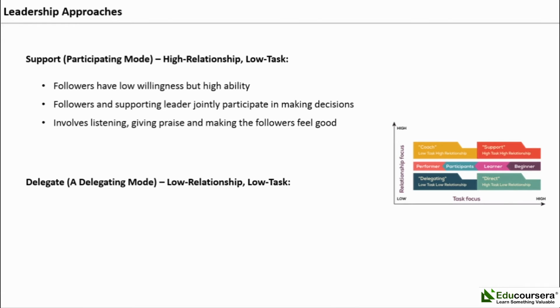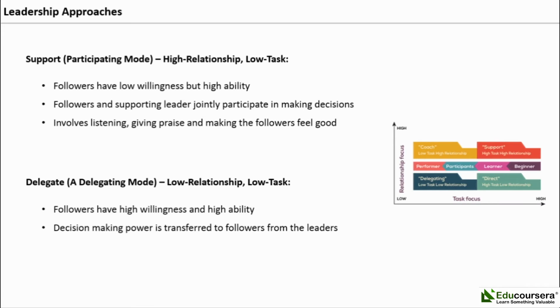Delegate. A delegating mode. Low relationship, low task. When the followers are comfortable in taking responsibility and have the experience to accomplish the necessary tasks, thus reflecting high willingness and high ability, this leadership approach is most appropriate. The decision-making power is transferred to followers from the leaders, but the leaders remain responsible for their decisions.